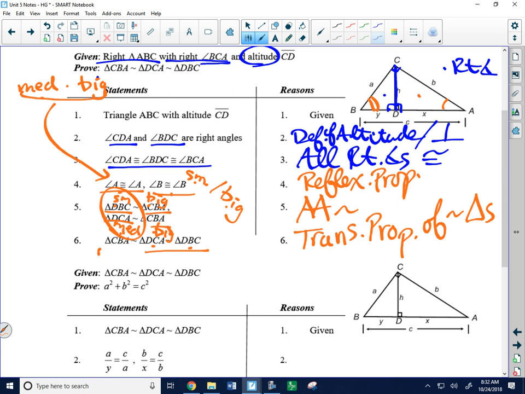I went ahead and grouped that. The third one, we already knew it was similar to each of these, and so all three are similar. So angle, angle, and then transitive property. For the reason for step 2, if you just put "depth and altitude" on a test, would that be considered wrong? I think it'd be fine.